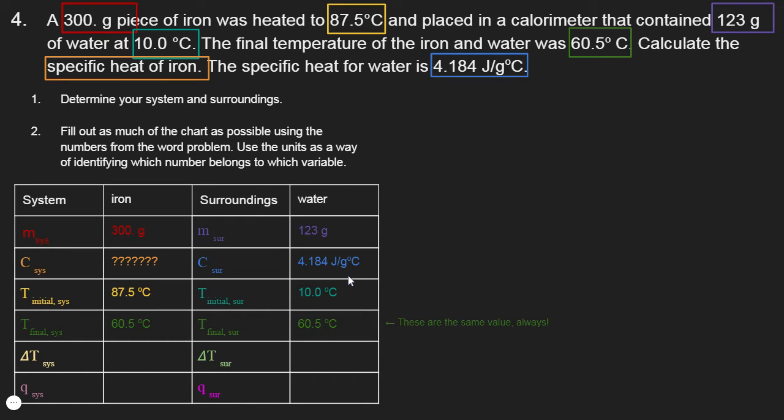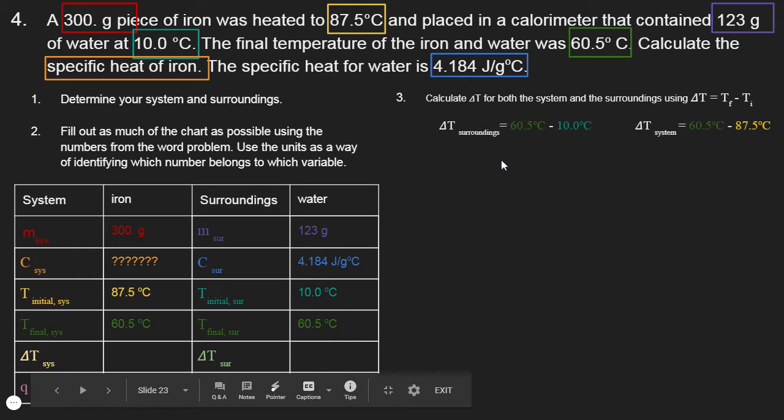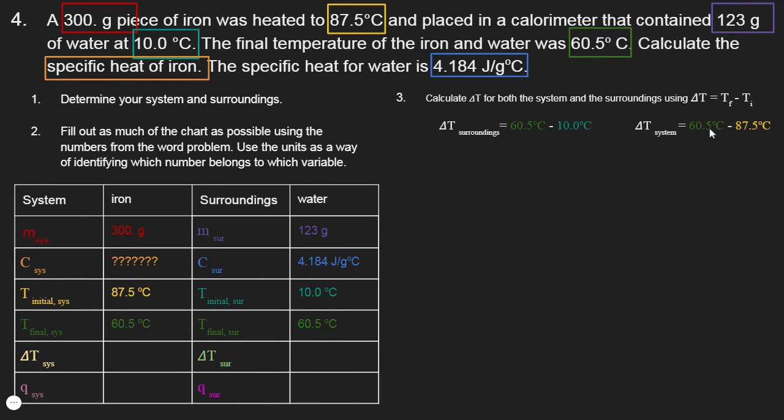Okay, so I went ahead and picked apart that word problem and filled in as much of the table as I could. Now I'm going to calculate delta T for both the system and the surroundings using delta T equals T final minus T initial. So for our setups, our system is going to be 60.5 degrees Celsius minus 87.5 degrees Celsius, whereas the surroundings is going to be 60.5 degrees Celsius minus 10 degrees Celsius. So our final answers here, the delta T of the surroundings would be 50.5 degrees Celsius, and then delta T of the system would be negative 27 degrees Celsius.